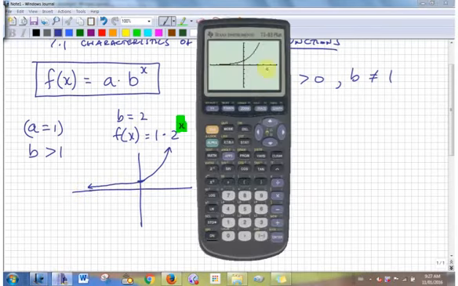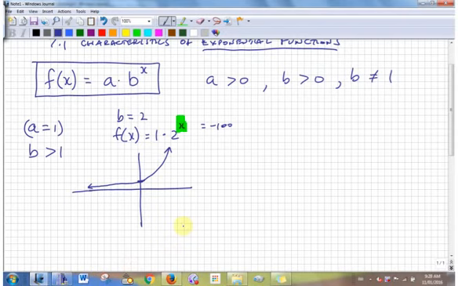There's a word for this axis here. It's called an asymptote. This line keeps getting closer and closer to it, but never touches it, even though it looks like it does on the graphing calculator. So that's what that thing looks like.